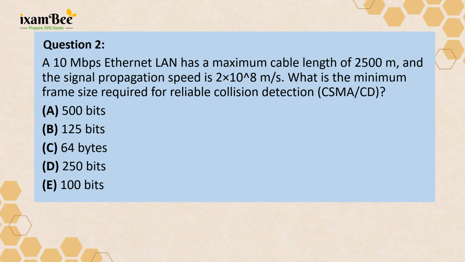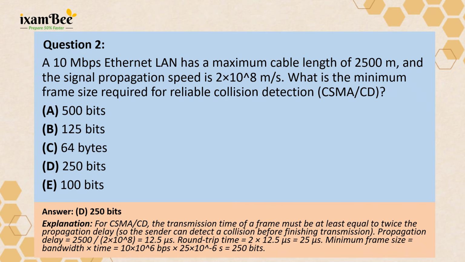So here is the next question. A 10 Mbps Ethernet LAN has a maximum cable length of 2500 meters and the signal propagation speed is 2 into 10 raised to power 8 meter per second. What is the minimum frame size required for reliable collision detection in CSMA/CD? Now for this question, the correct answer is D, which is 250 bits.